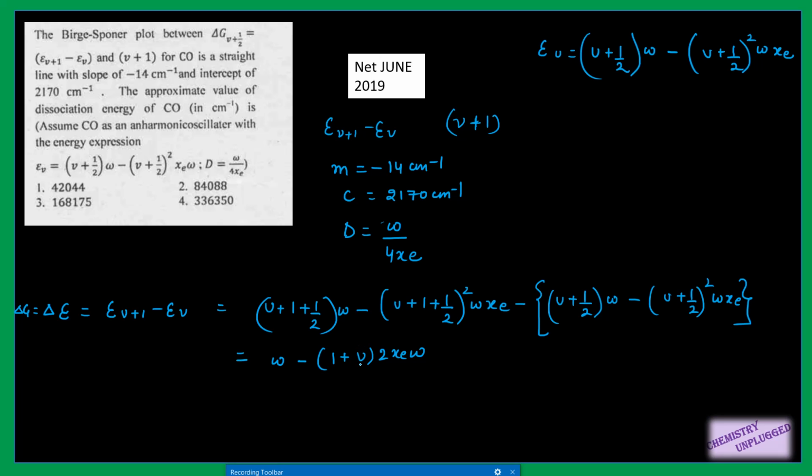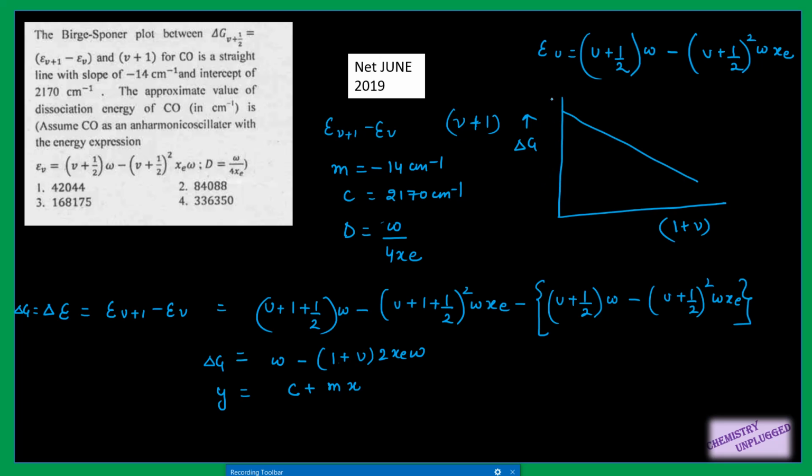Instead of writing n here, I have written nu, and instead of writing nu bar, I have written omega here. Only the difference is this one. So you will get this type of equation here. You can compare this equation with the straight line equation, that is y equals mx plus c. Why have I written mx here? Because the graph is plotted between del G and 1 plus nu. 1 plus nu is your x. You can draw the graph like this. This is your del G and this is 1 plus nu, and the graph is with negative slope like this. It has an intercept c value. This c is equal to 2170 and the slope is equal to minus 14.